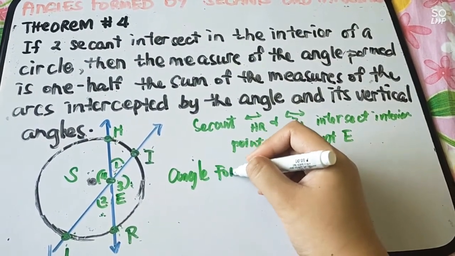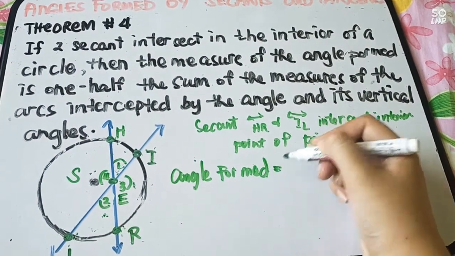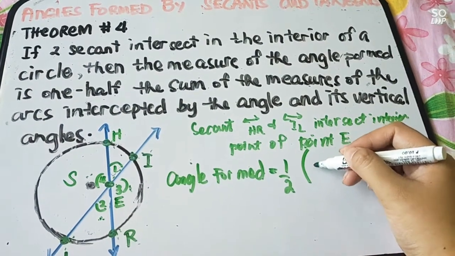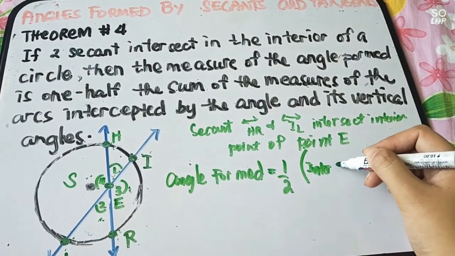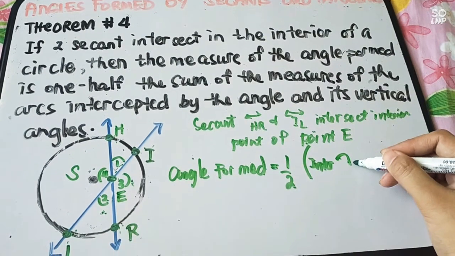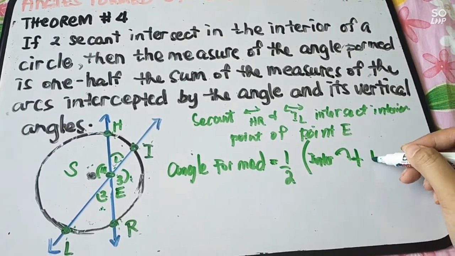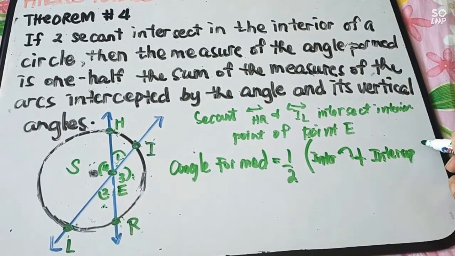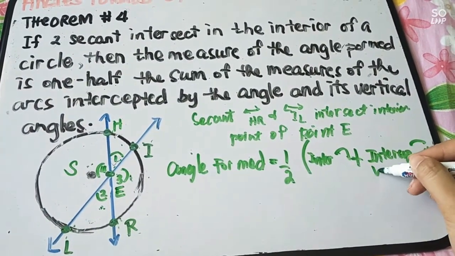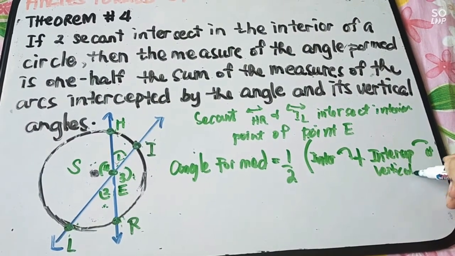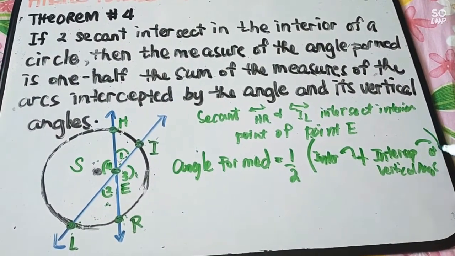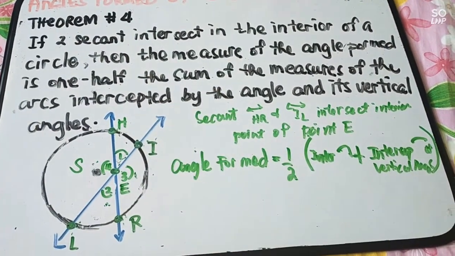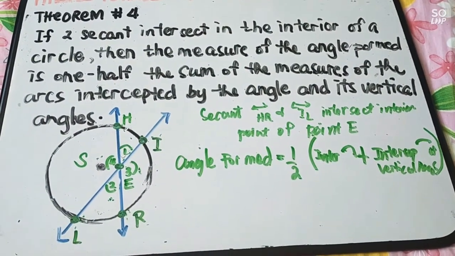So, our formula to find the angle formed is equal to 1/2 of the intercepted arc plus the intercepted arc of the vertical angles. Those are the two intercepted arcs, the ones enclosed by your two angles. Okay? So, how is it?